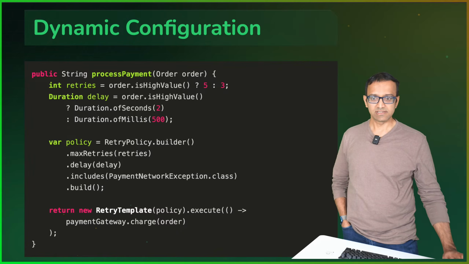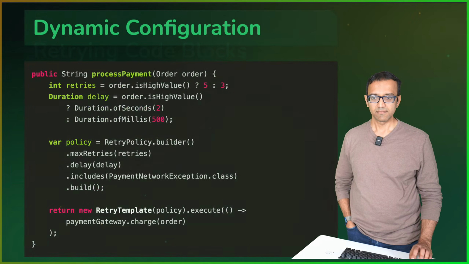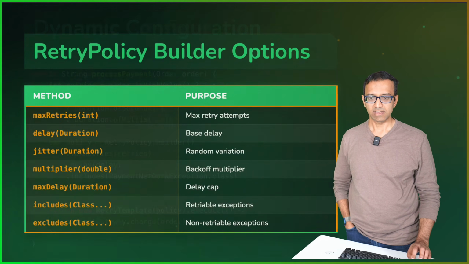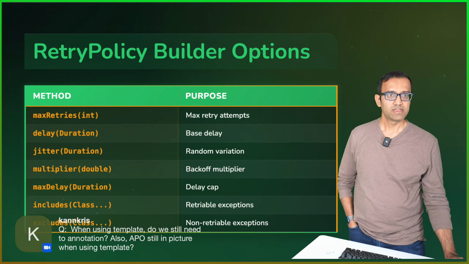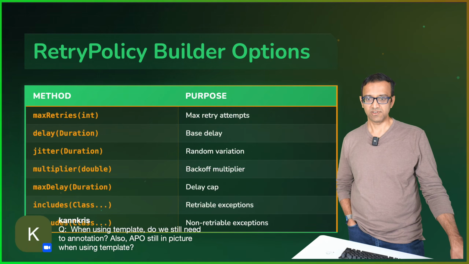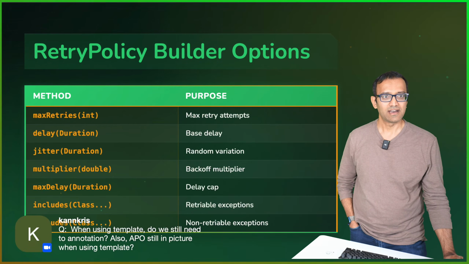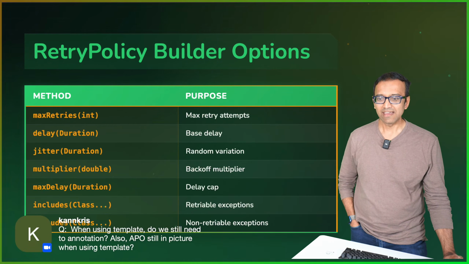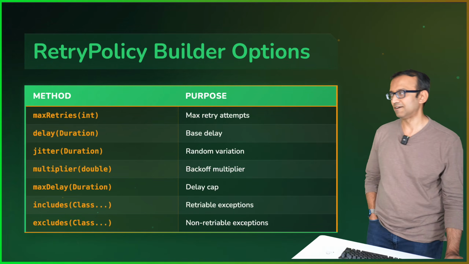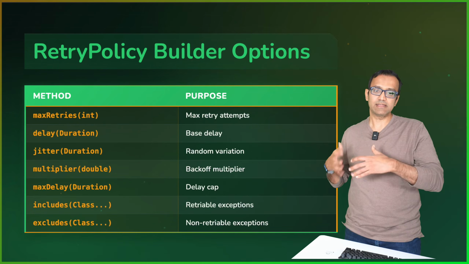Okay, this is an important question I want to highlight. When you're using the retry template, do you still need the annotation? No, you don't need the annotation for it. Is AOP still in the picture when using the retry template? I'm bad with AOP. No, I don't think it's AOP. The retry template has a way of wrapping it itself. You don't have proxies there. The template itself handles the logic.